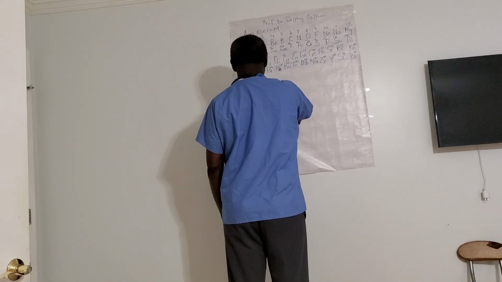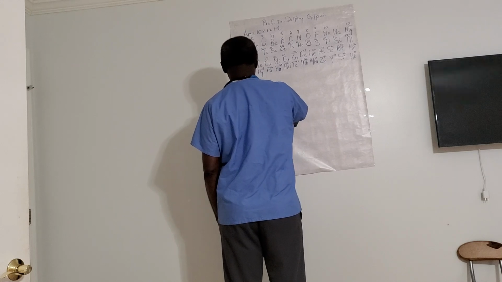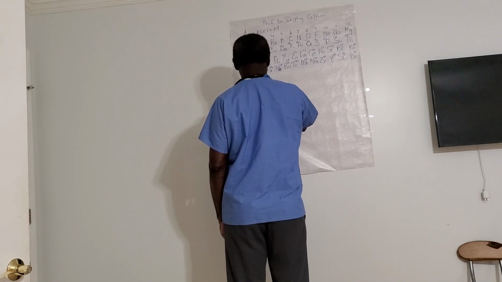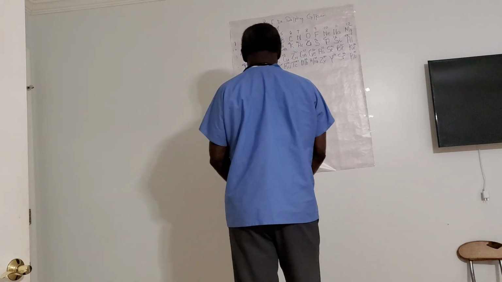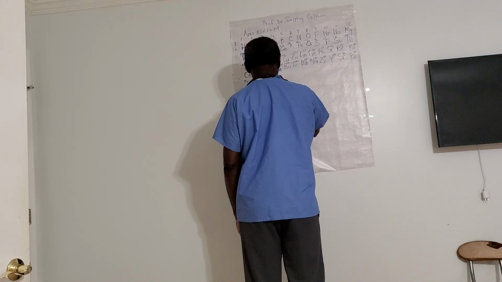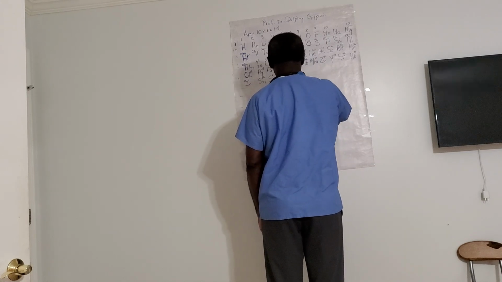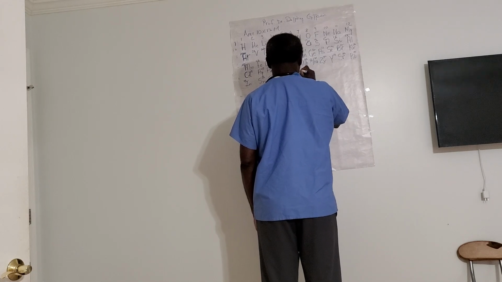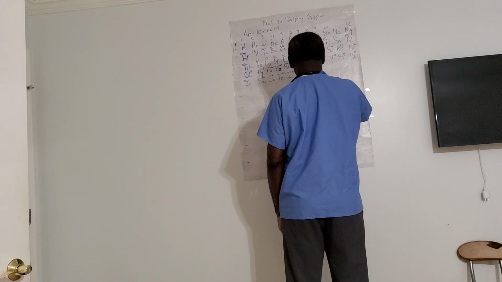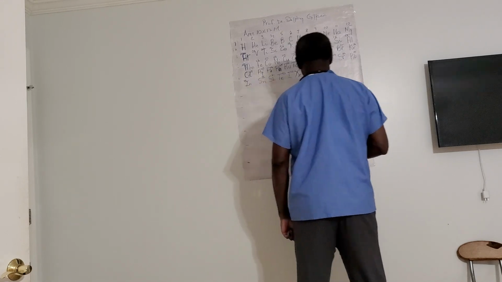So here we have now 49 would be indium. 50 would be tin. 51 would be antimony. 52 would be tellurium. 53 would be iodine. 54 would be xenon. 55 cesium. 56 barium. 57 lanthanum.